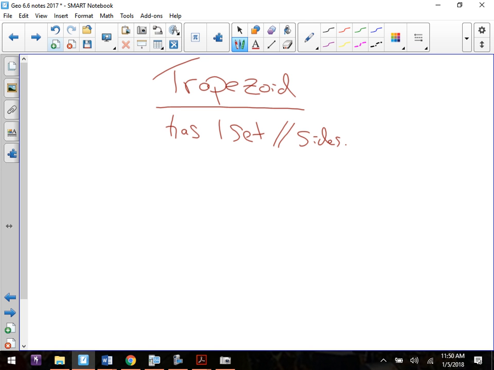And I know you've all seen pictures of these before. This isn't going to be anything outlandish. That's a trapezoid. I know you've all seen it. So trapezoids just have one set of parallel sides. It can be anything. As long as it's only one set of parallel sides, it's a trapezoid.